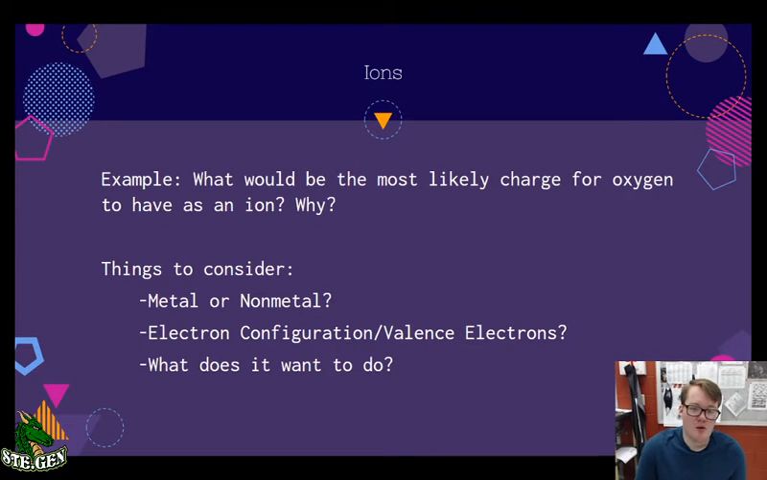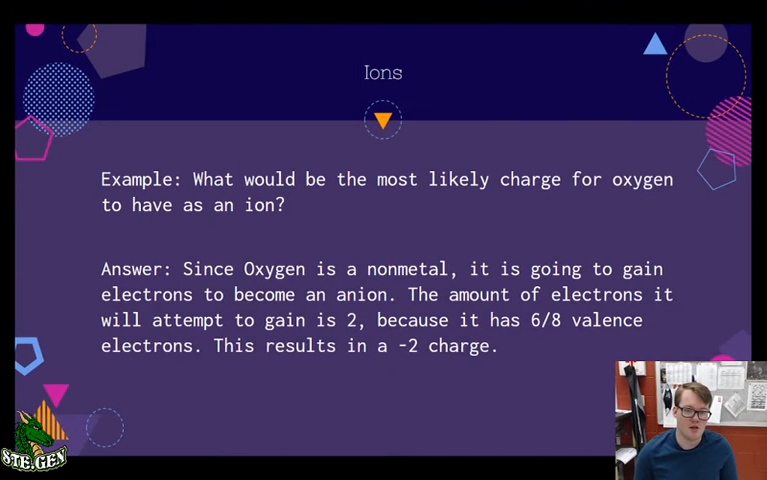So, for example, what would be the most likely charge for oxygen to have as an ion, and why? So things to consider is the metal or nonmetal, an electron configuration or its valence electron count, and what does it want to do? So oxygen is a nonmetal. It's right here up on the periodic table. It's right there. It's a nonmetal, so it's going to want to gain electrons. That means it's going to become an anion. The amount of electrons it's going to attempt to gain is going to be, well, oxygen's right here. Right now it has 1, 2, 3, 4, 5, 6 electrons.